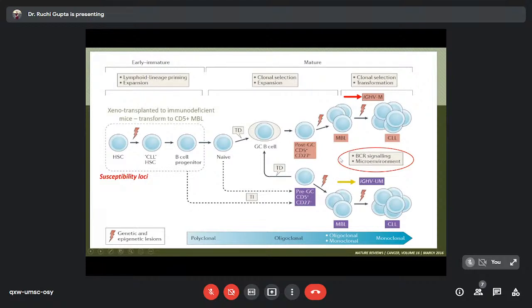A constant antigenic stimulation results initially in a polyclonal proliferation. Subsequently, it becomes oligoclonal, and thereafter this oligoclonal population results in a full-blown monoclonal population of cells. Depending on the cell count in the peripheral blood, they have been labeled as MBL, that is monoclonal B cell lymphocytosis, or frank CLL. In all this development from the naive to the typical mature clone of CLL, the B cell receptor signaling and the microenvironment are said to have a very important role.